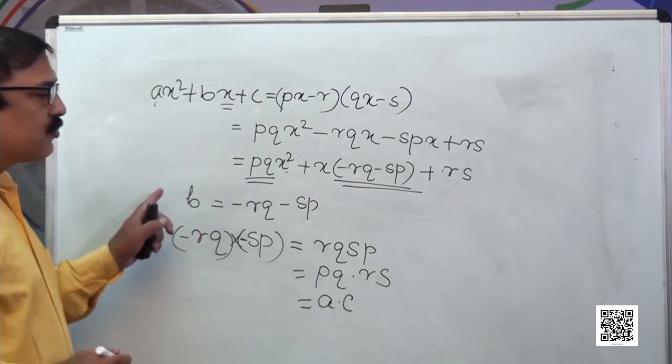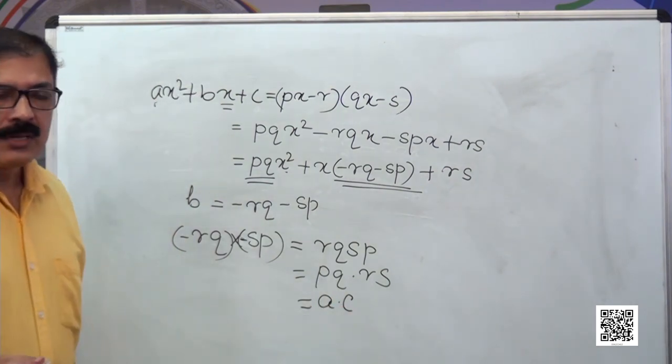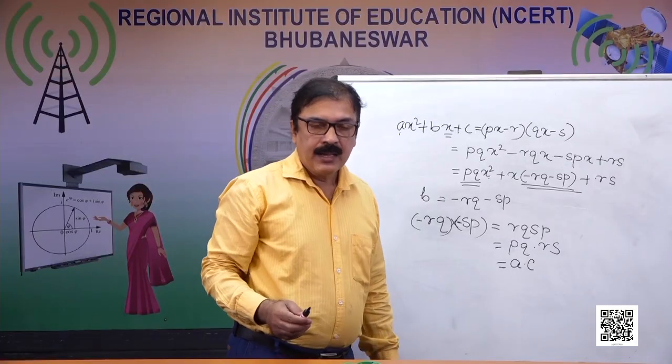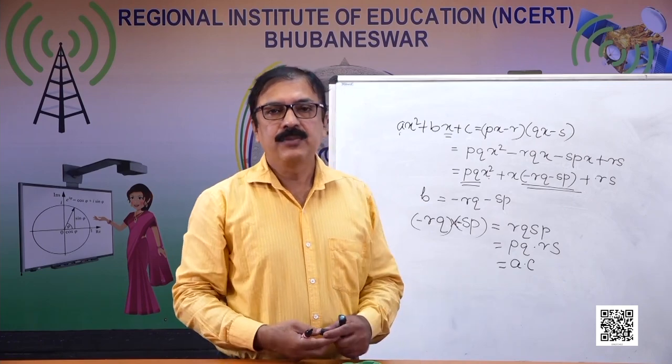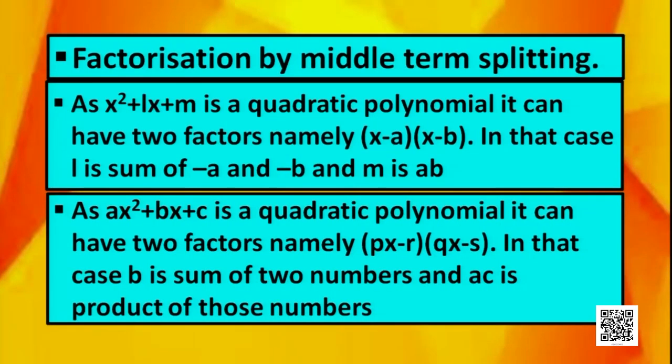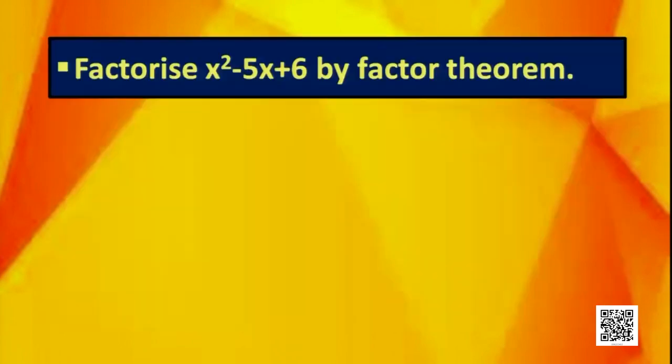That means from this what do we conclude? That b is the sum of two numbers. When splitting the middle term, we have to find two numbers such that the sum of those two numbers is b, and the product of those two numbers is ac. Now using this we will work out some problems.